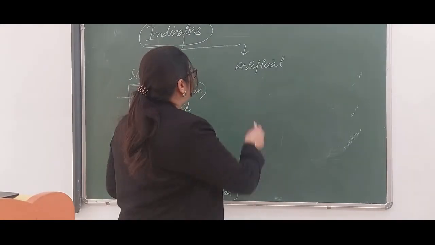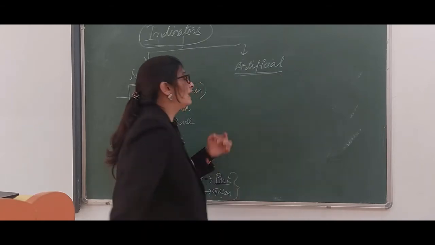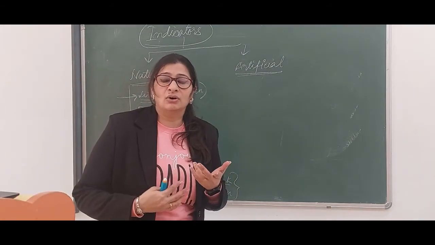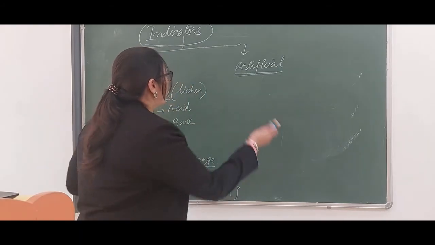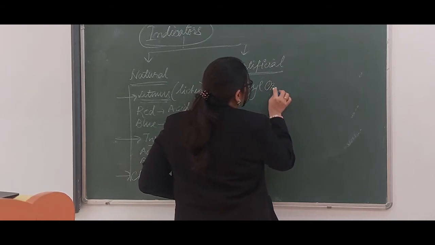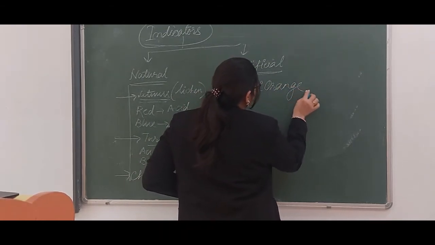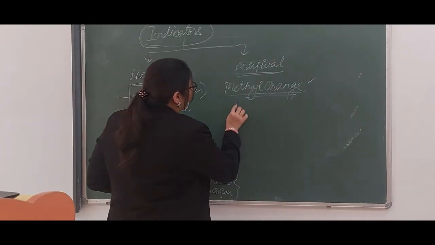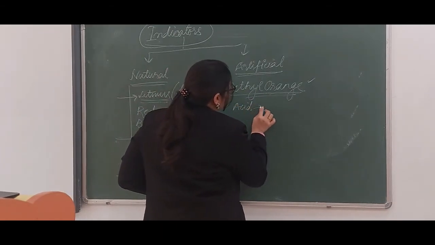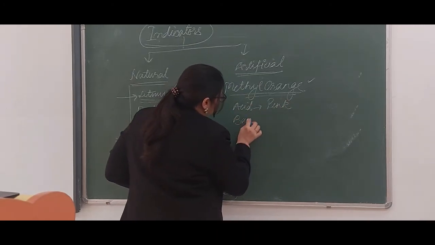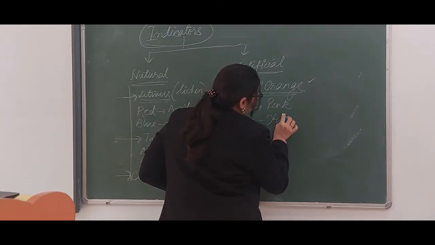Next we have artificial indicators. Artificial indicators are basically which we derive, which we get in our lab. One is called methyl orange. Methyl orange, as the name suggests, is orange in color, but when it comes in contact with acid, it gives the pink color, and when it comes in contact with base, it gives the yellow color.